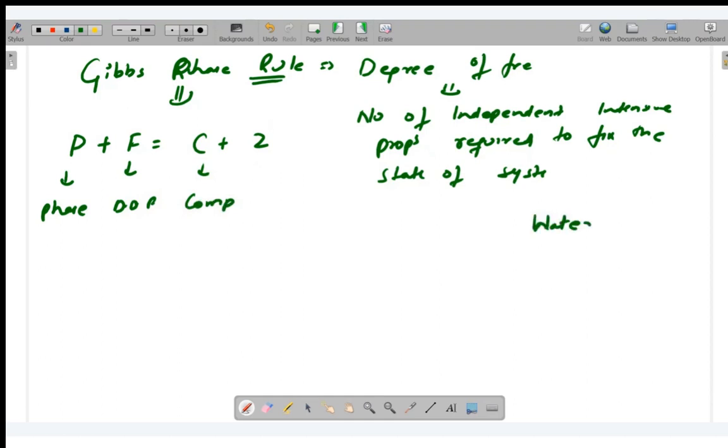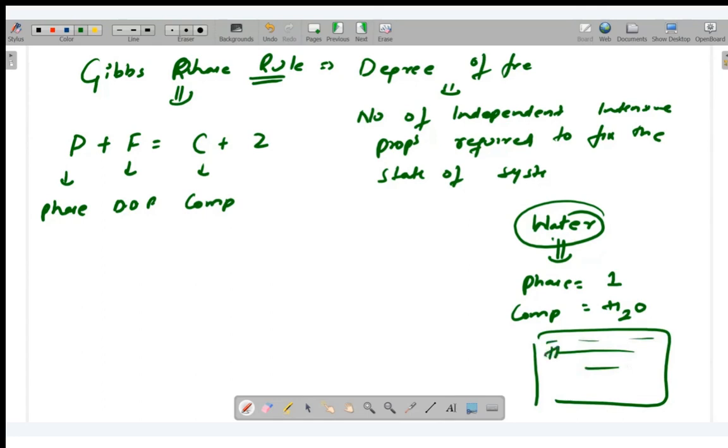Now, for example, you are working with water. What is the phase? Tell me how many phases are there? One phase. How many components? No, no, no. Component is just one, H2O. I'm not talking about molecules or elements here. Component is H2O. All over you see H2O, nowhere you will get HO2. Component is the compound. H2O is the compound.